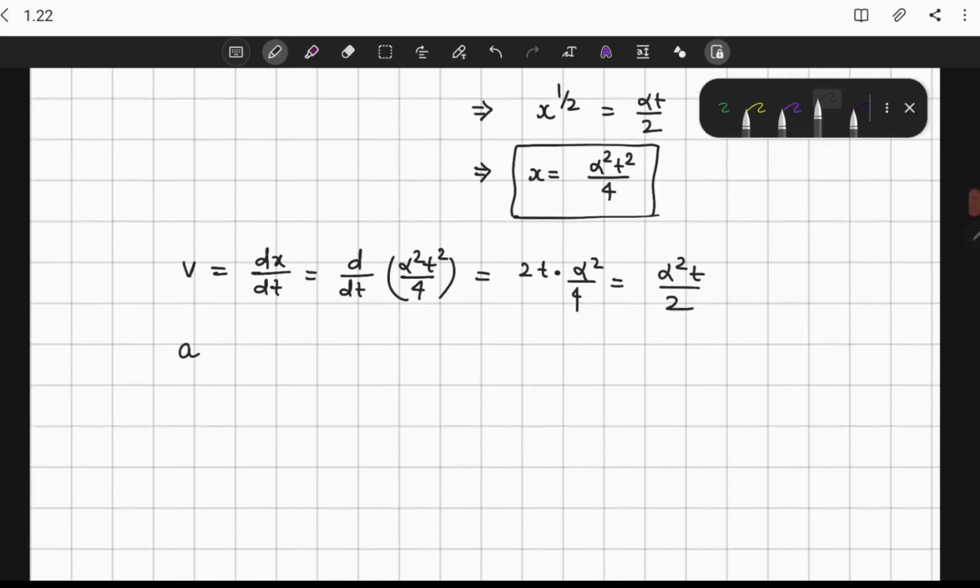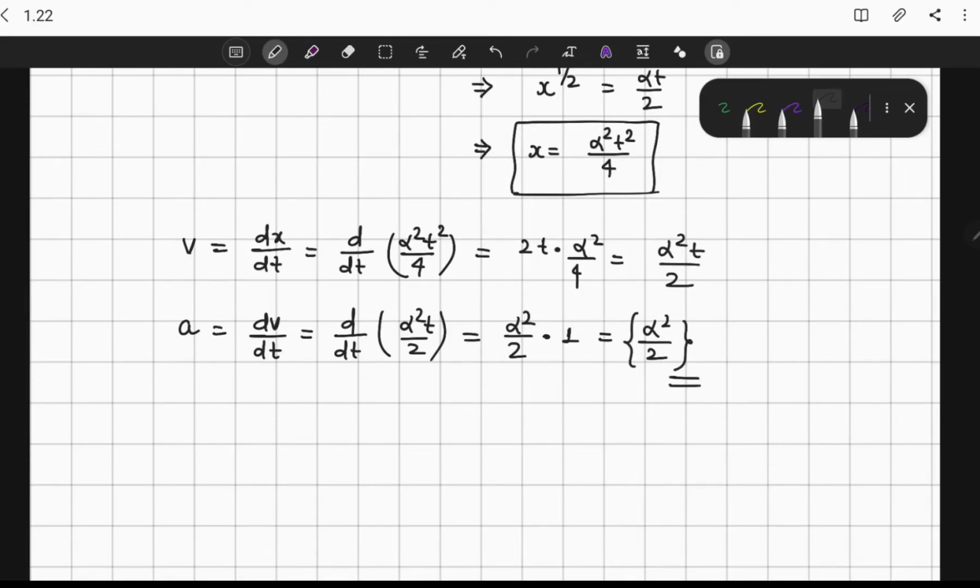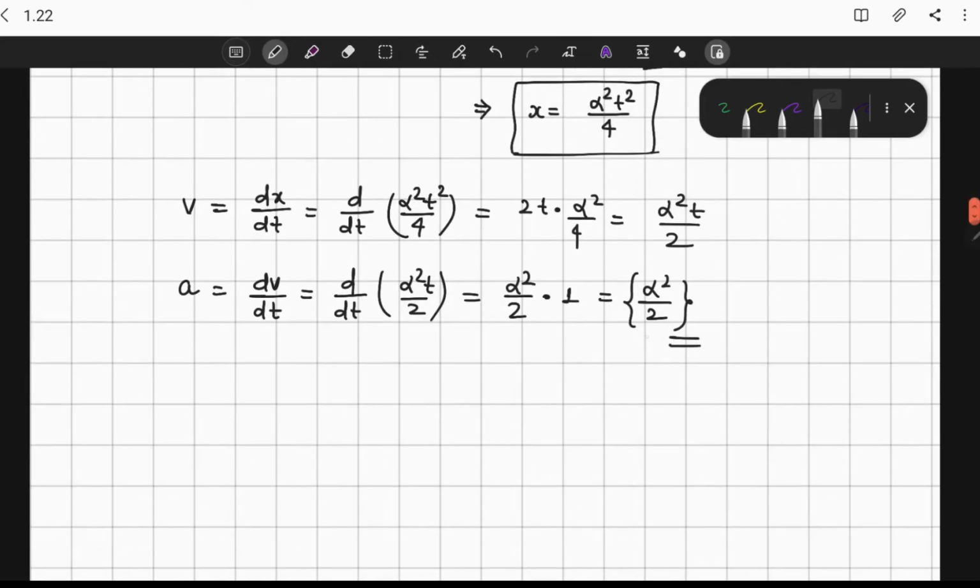Now for the acceleration, we can differentiate the velocity with respect to time. So d by dt of alpha square t by 2, and alpha square by 2 is constant, so we can take it outside of the differential, and then the differentiation of t is 1. So we will get alpha square by 2. So this is the value of acceleration we got here, and we can see that this acceleration is positive and it is constant.